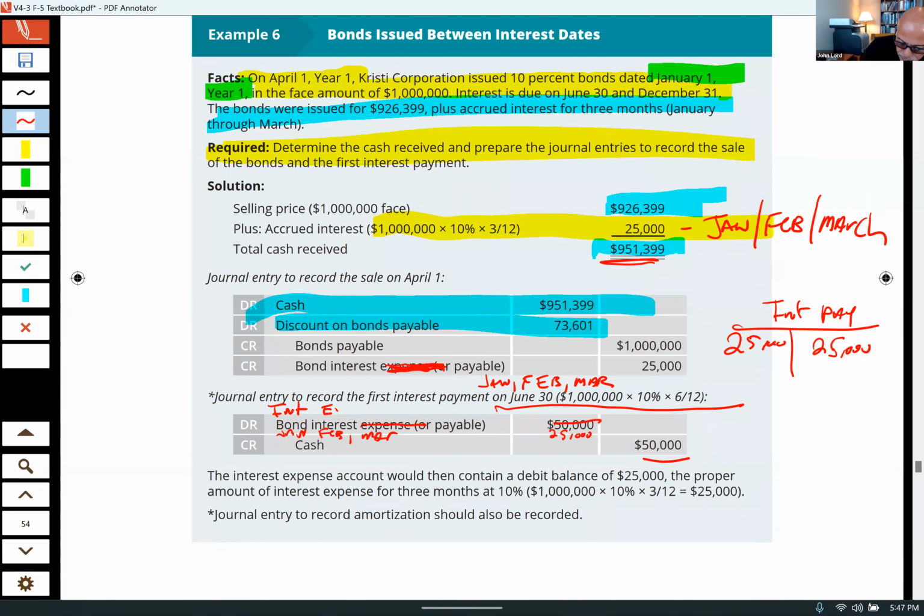interest expense for 25,000. That's the actual interest that had to be paid for what? For April, May, and June, right? Okay, that really is interest because the bonds are outstanding, interest expense because the bonds are outstanding for April, May, and June.